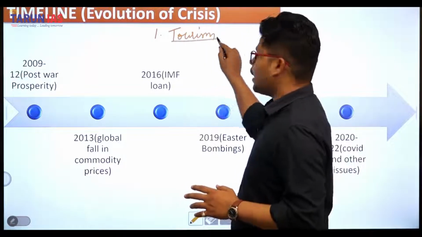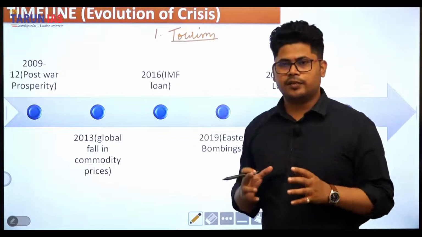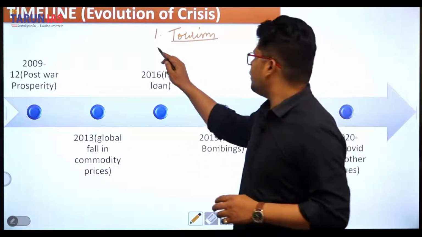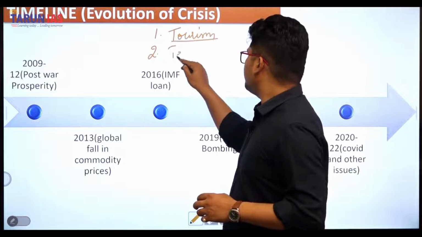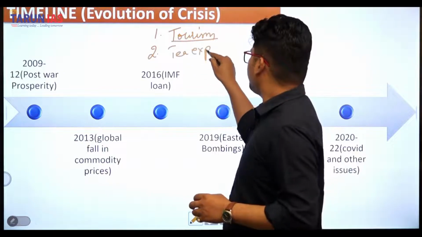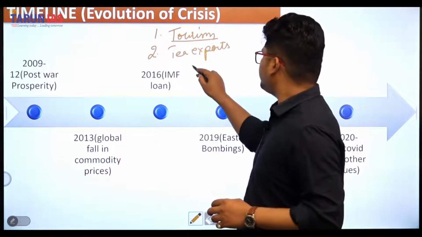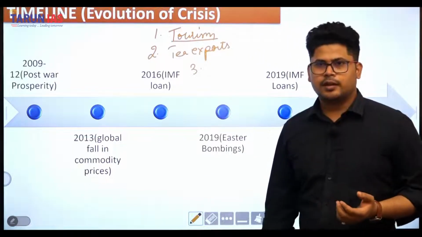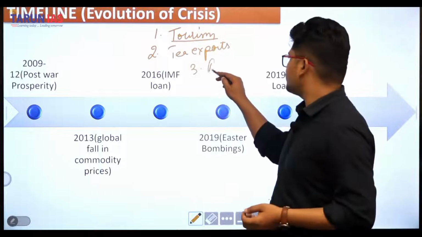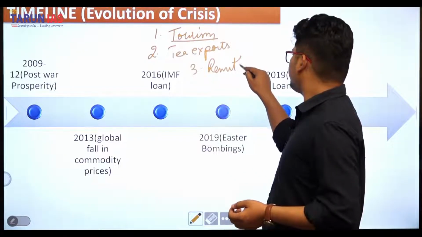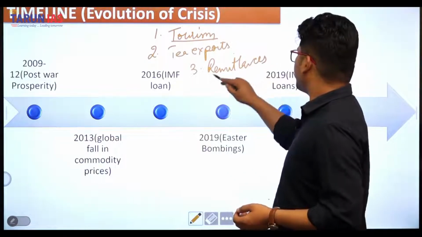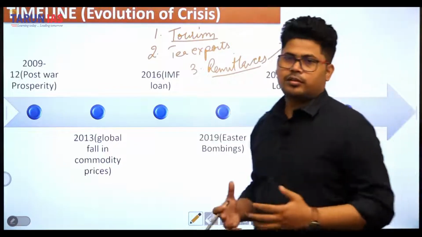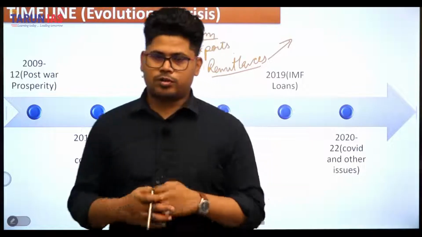The first driving part of Sri Lanka's economy is tourism. The second one is tea exports, and the third one is remittances. Okay, remittances. India is the greatest receiver of remittances all across the world.